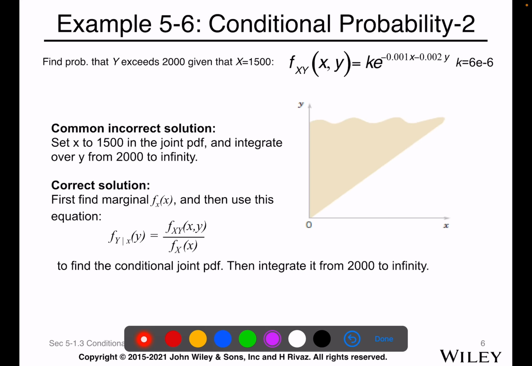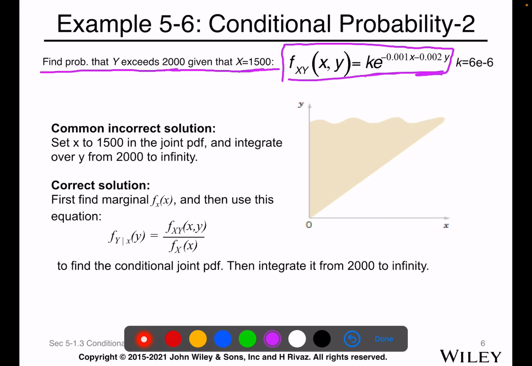And we actually calculated the probability that y exceeds 2,000 given that x is 1,500. That's what we just did for this PDF. A very common wrong solution for this problem: I give you this PDF, let's say from an experiment or from physics or from mathematical modeling, you somehow get this equation. You know that your f of x and y is this equation, and you want to find this conditional probability that y exceeds 2,000 given that x is 1,500.